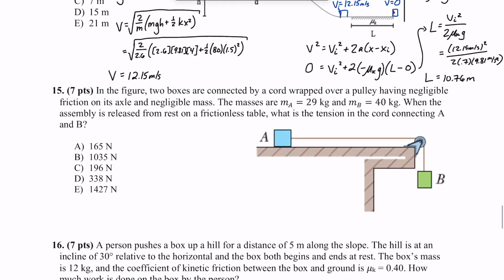In the next problem, we have two objects A and B that are connected by a rope, and A is on a frictionless surface. The system is released from rest and A starts to move to the right and B starts to move downwards. So let's put that in as the directions of our acceleration. A to the right and B accelerates down. We're asked to figure out what is the tension in the cord that connects A and B.